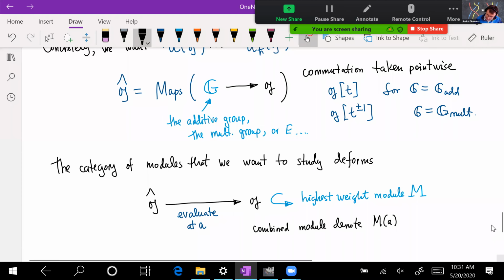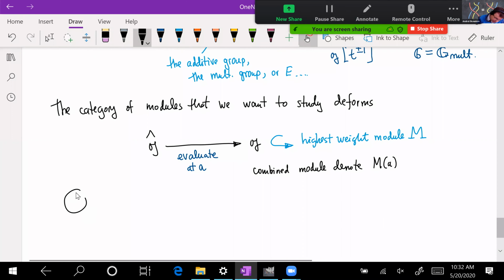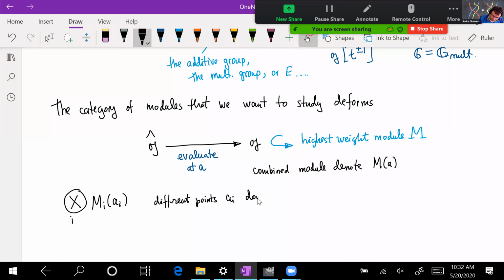Makes sense. And so then the category we want to study are just finite tensor products of M_i taken at the points a_i. And it's clear that different points just don't talk to each other at all. So you have some polynomial, and you allow yourself to evaluate the polynomial at different points. Points a_i don't talk to each other.